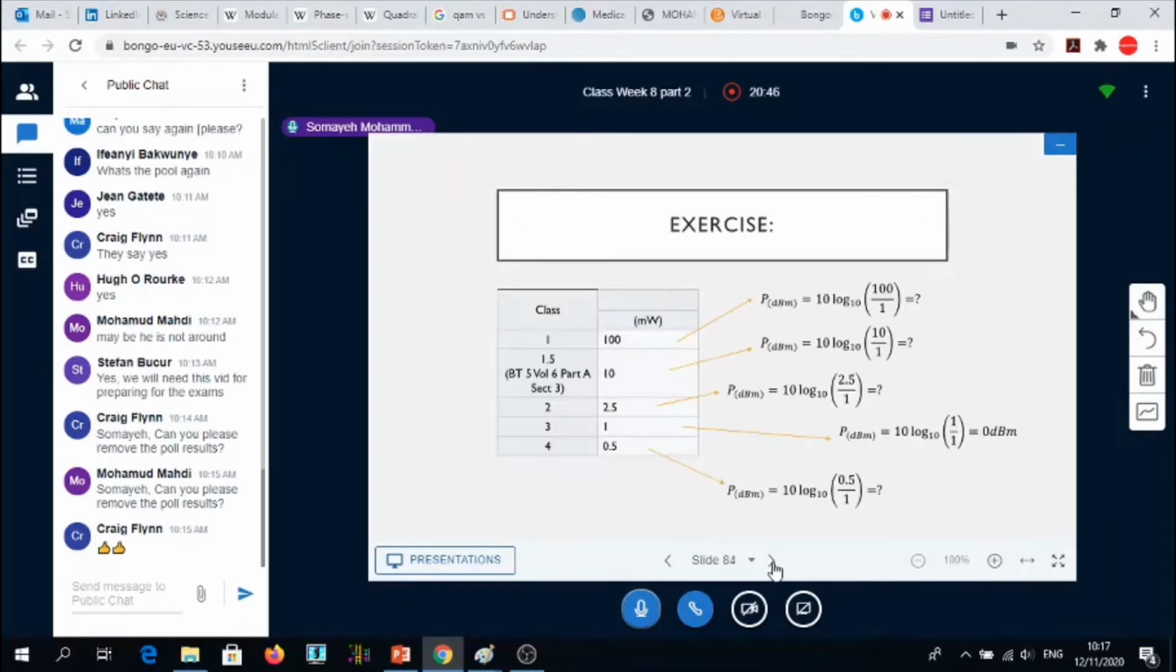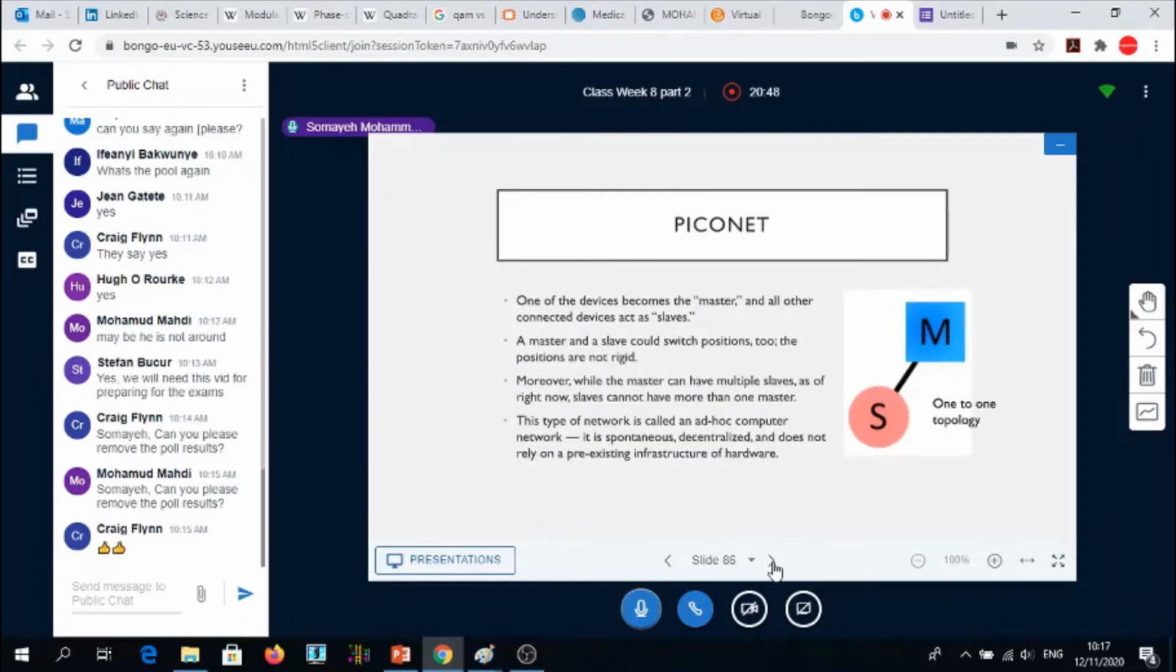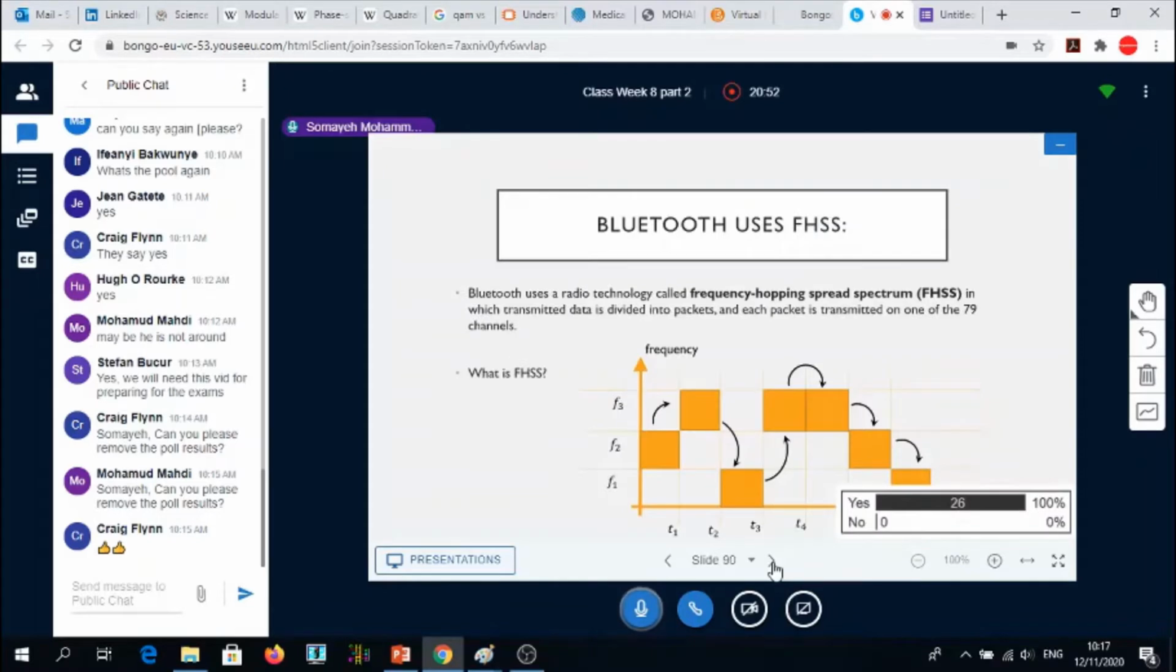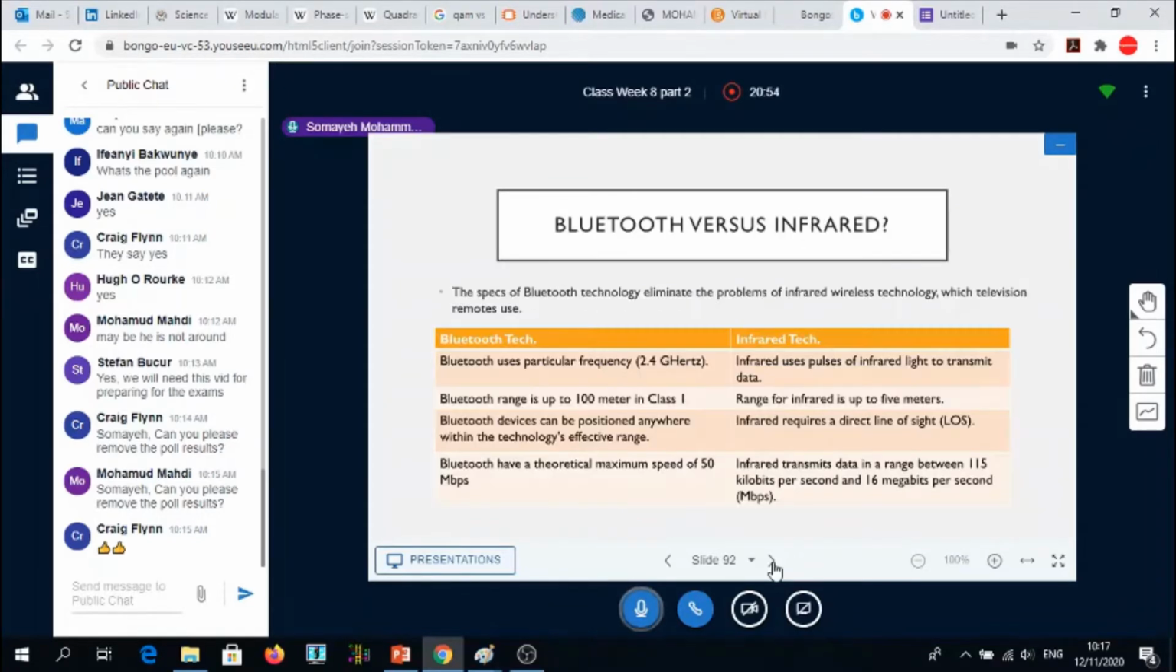But in terms of infrared sensor or infrared communication, or the example that I said, TV remote, what do you think about that? It doesn't go that far, maybe 5 meters, maybe a little bit more than that. But it is nowhere near what Bluetooth can achieve.